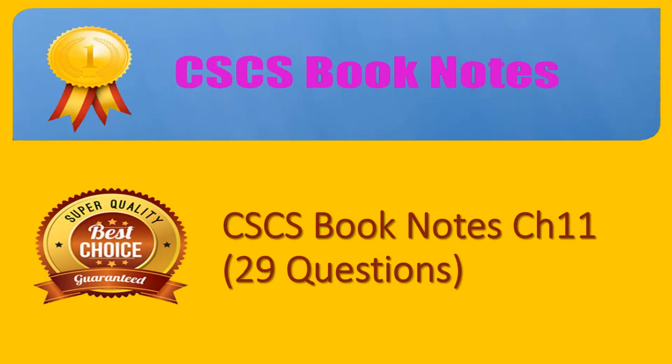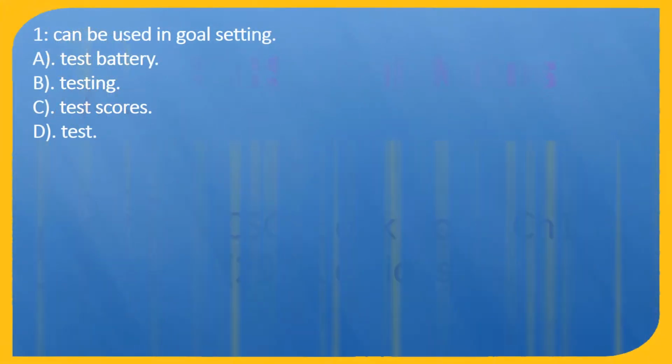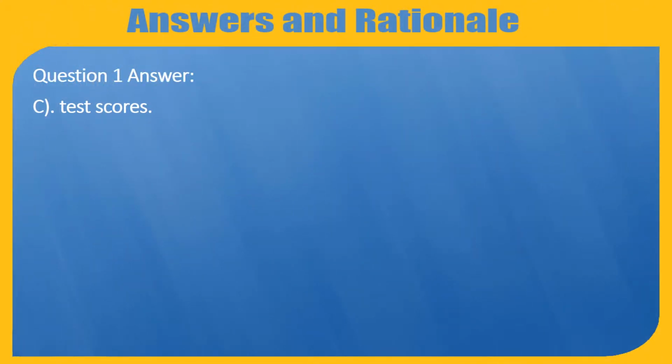CSCS Book Notes Chapter 11, 29 questions. Question 1: Can be used in goal setting. A. Test battery. B. Testing. C. Test scores. D. Test. Question 1 answer, C. Test scores.